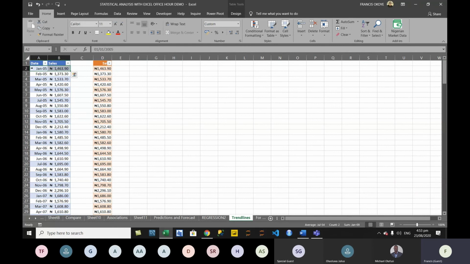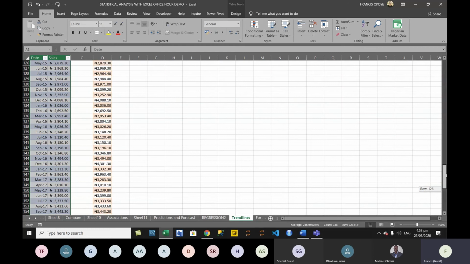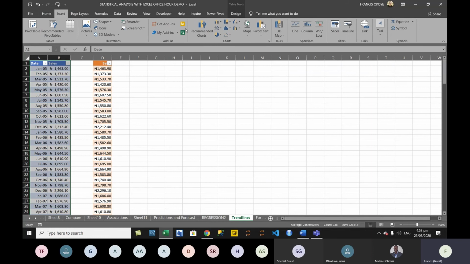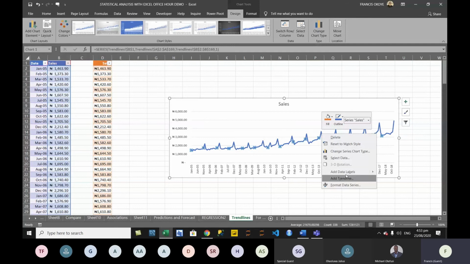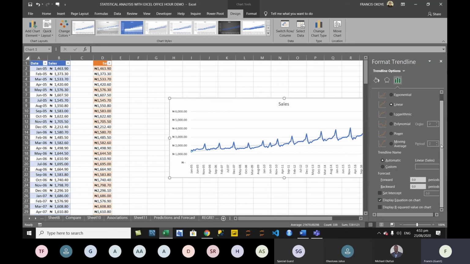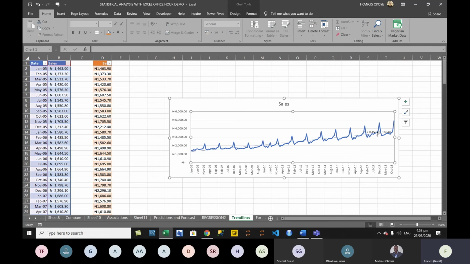Most times when you have a trend line, I've shown you how to do a trend line, but when you have time series data, sometimes you have to be careful with Excel when you are dealing with trend lines. Now, when we have a trend line, if I click on my trend line, insert line charts. So this is a trend line with the data, okay? So if I want to get my trend line, I will right click and add trend line, okay? If I select display equation on chart, then I have the equation on the chart. Okay, so this is my equation on the chart. Now, please take notes.